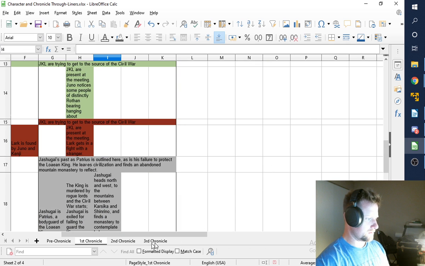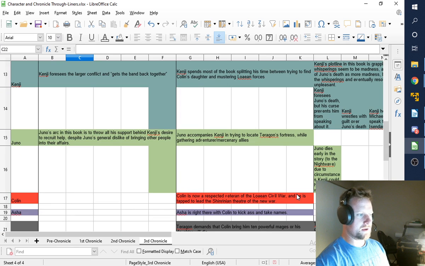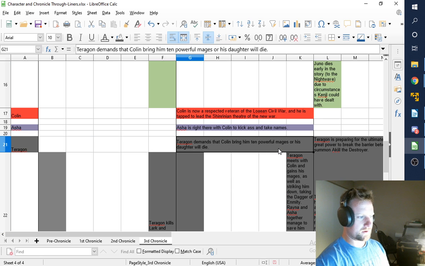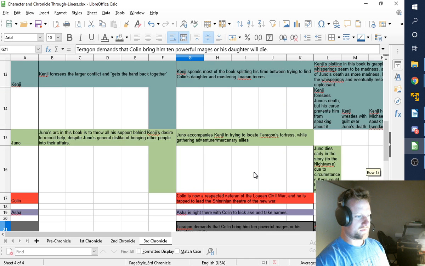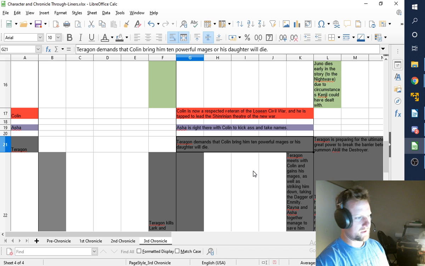So in book 11, I've decided that basically the big conflict of the book is that the big bad guy demands that the main character from books 3, 4, and 5 bring him 10 powerful mages or his daughter will die, because he kidnaps her at the end of book 9. So it's a hostage situation. All right. So it's kind of the same idea of how much do you sacrifice for the people you love, or vice versa, right?